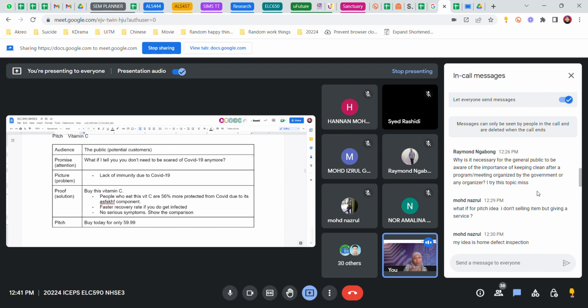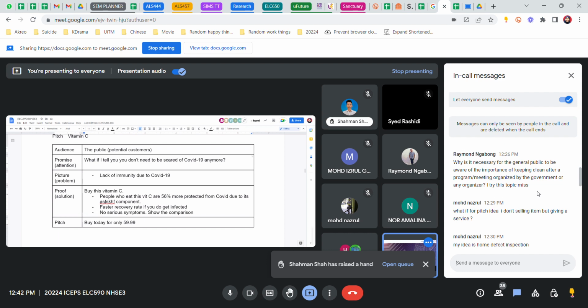The topic that you have here, you can convert it into a persuasive speech topic. But as it is, why it is important for the general public, that one is an informative speech, because you just want to say why it is important. So you want to change it into a persuasive speech. That would be, we should clean up after any event. Then you explain how we clean up, right?